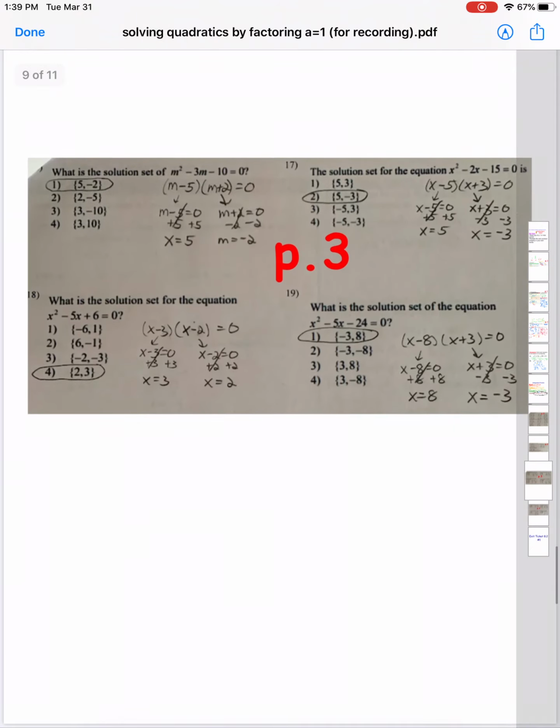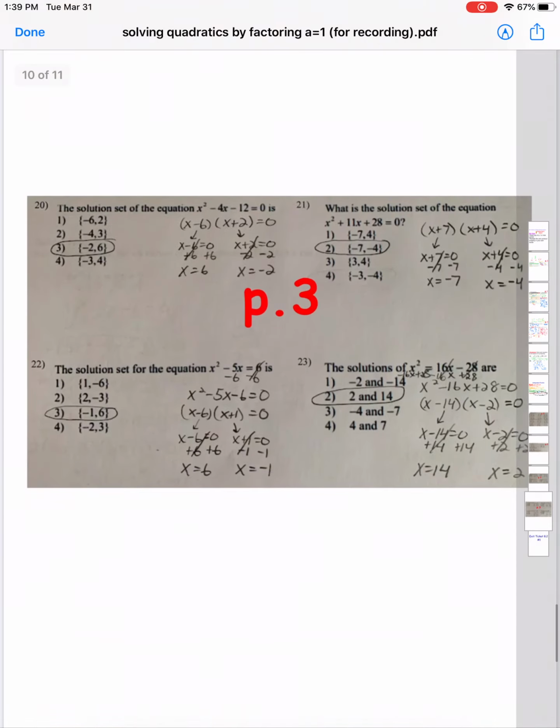Okay, moving on to page 3. Here's the top of page 3. And moving on to the bottom, here is the bottom of page 3.